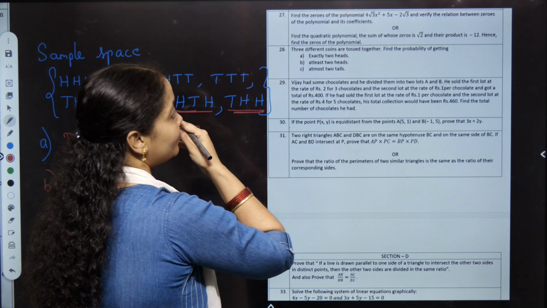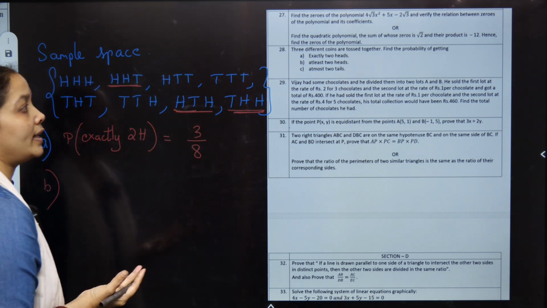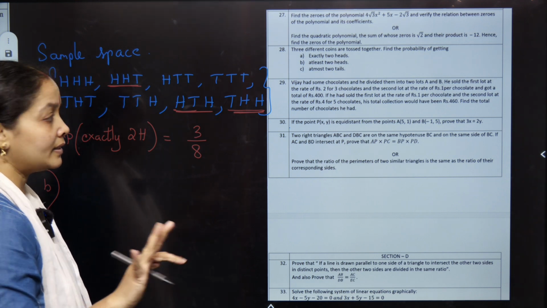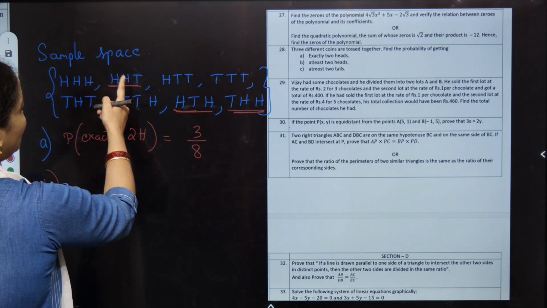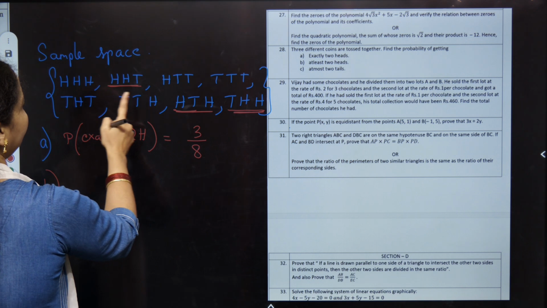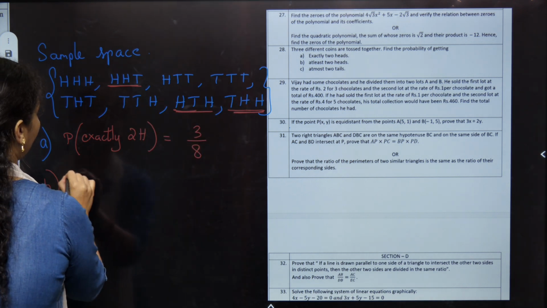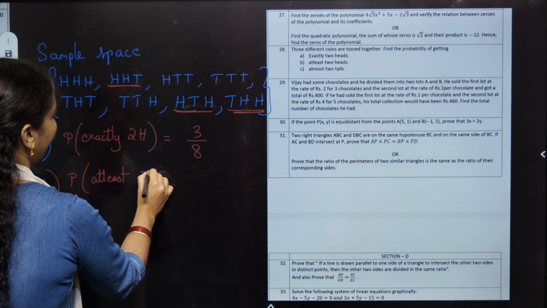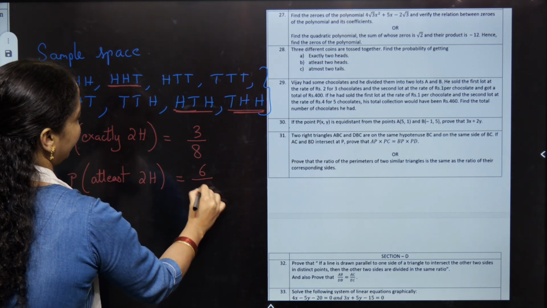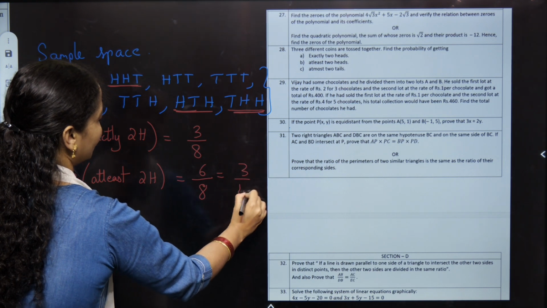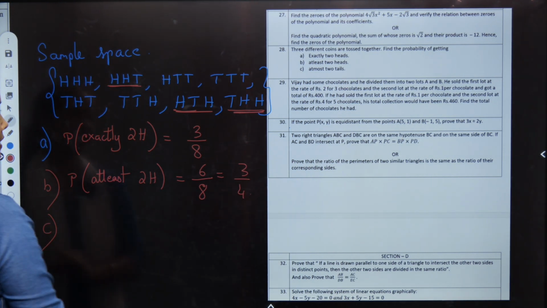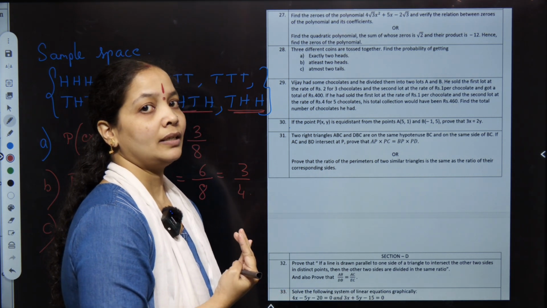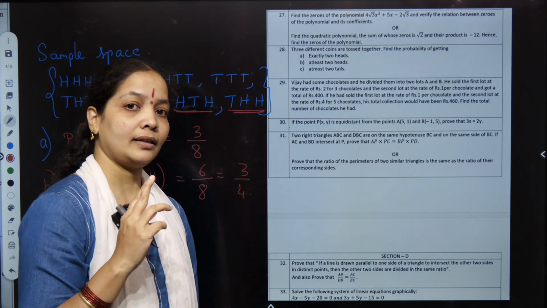At least 2 heads. In the B part, they are asking us for at least 2 heads. At least 2 means 3 can also be there, but 1 cannot be there. So for at least 2 heads, the chances are 1, 2, 3, 4, 5, 6. So the probability of getting at least 2 heads will be 6 by 8. I can simplify it to 3 by 4. C part of the question, at most 2 tails. At most means I have to have up to 2 tails.